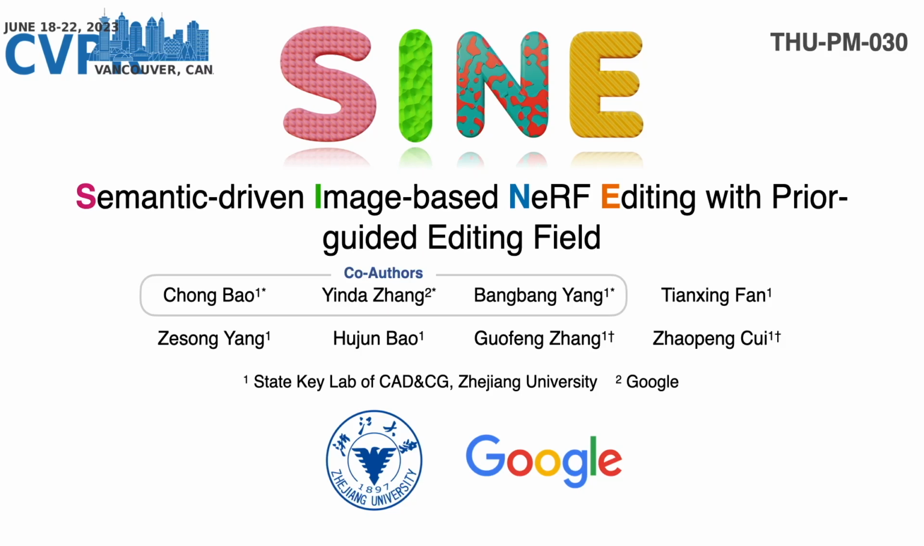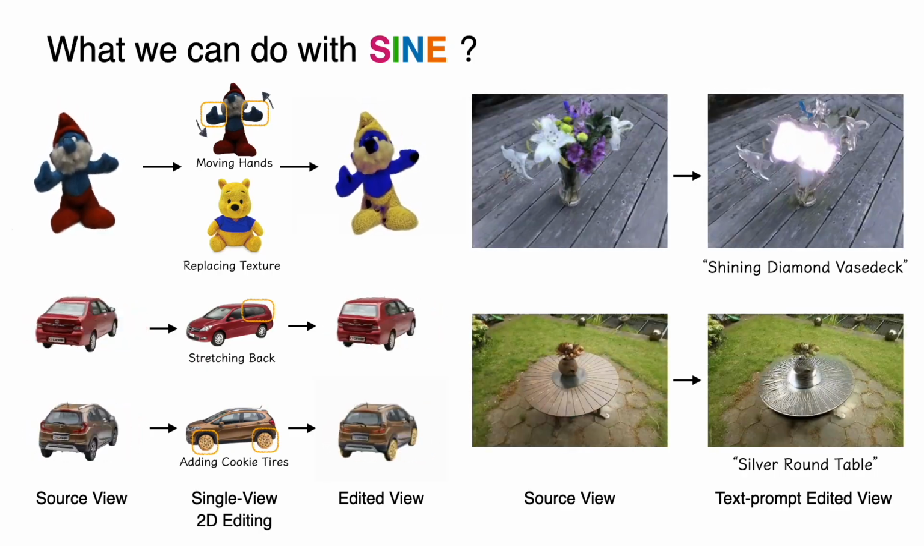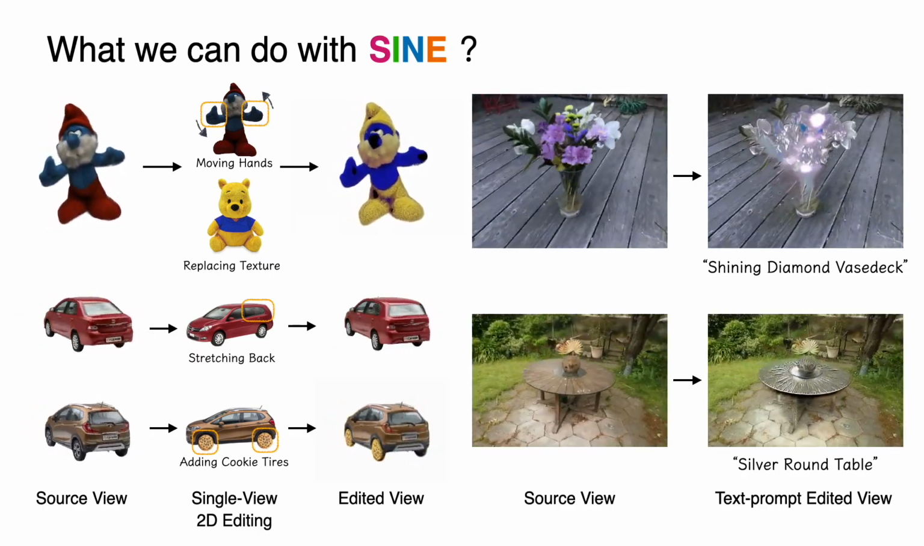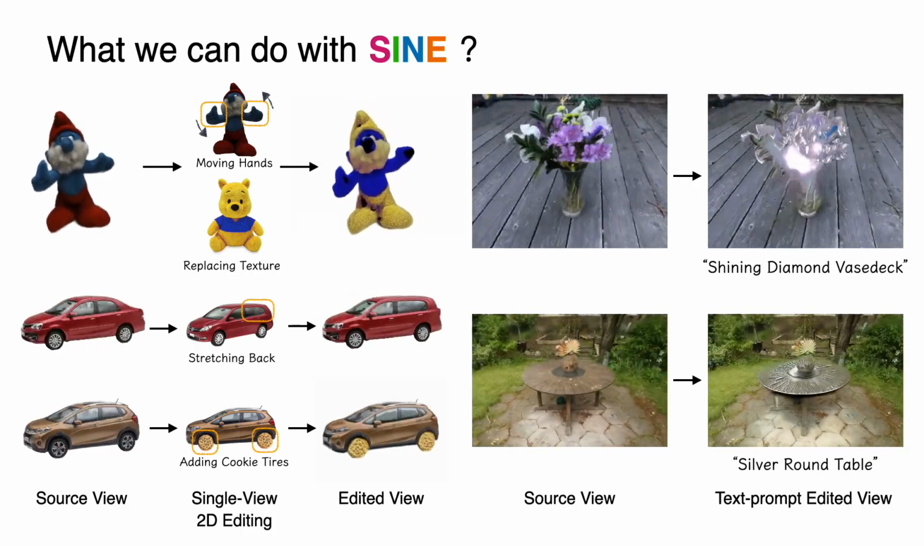In this video, we present our paper, SINE, Semantic-driven image-based NeRF editing with prior guided editing field. SINE is a novel 3D editing approach, which allows users to edit a photo-realistic NeRF with a single-view image or with text prompts, and then renders edited novel views with vivid details and multi-view consistency.